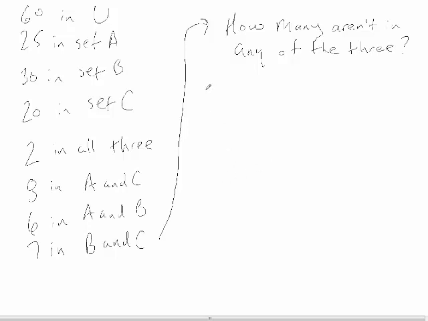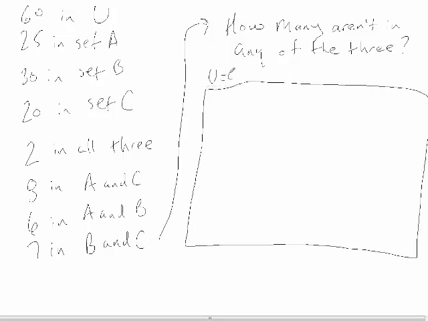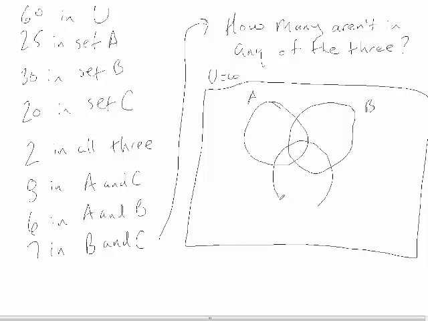So what we would do, we've got our universe, which is 60. Here's A, there's B, there's C. So 25 in A, 30 in B, 20 in set C. Obviously 25 and 20 and 30 is 75, which is more than 60, but this suggests that there's overlap, which is what we can see here. So 2 are in all 3. So that means the intersection of all of them has 2 elements.